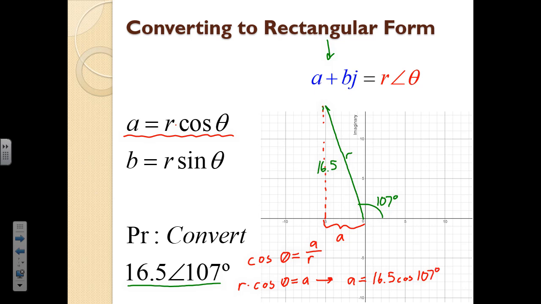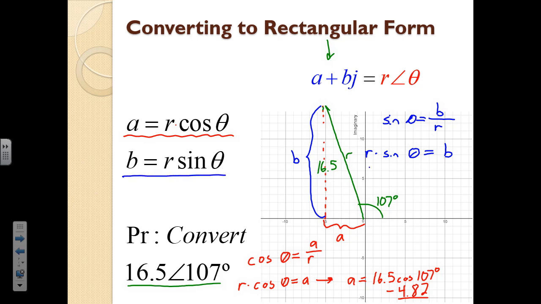And if you do that, you'll end up with -4.82, which approximately agrees with our sketch here, about 5 units to the left. And by all the same logic, if we want to find out what our imaginary part is, we need to figure out what the opposite side of that triangle is, or what our B value is. Here we could say that the sine of our angle has to be the opposite over hypotenuse, or B over R. Multiply both sides by R, and R times the sine of our angle theta is equal to our B value, and that's our second relationship.